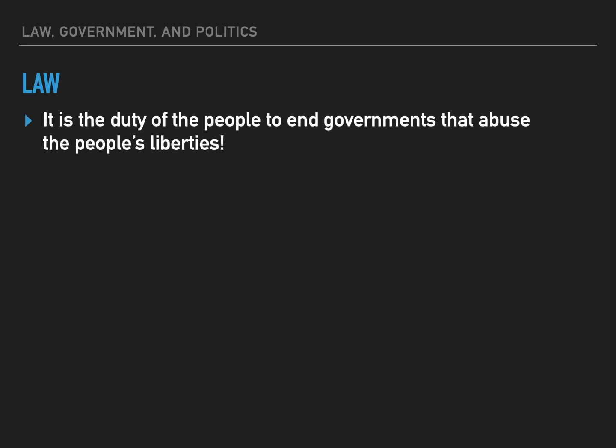Remember that last point of the social contract? According to Locke and our own American history, it is the duty of the people to end governments that abuse the people's liberties. Earlier, I quoted Jefferson from the Declaration of Independence, and we're going to study his words and the American Revolution in detail soon. But this isn't just an American experience or even an English problem. Remember, this is about man and government, or at least what Western philosophers think about men and government. And in the West, people are more important than the government.